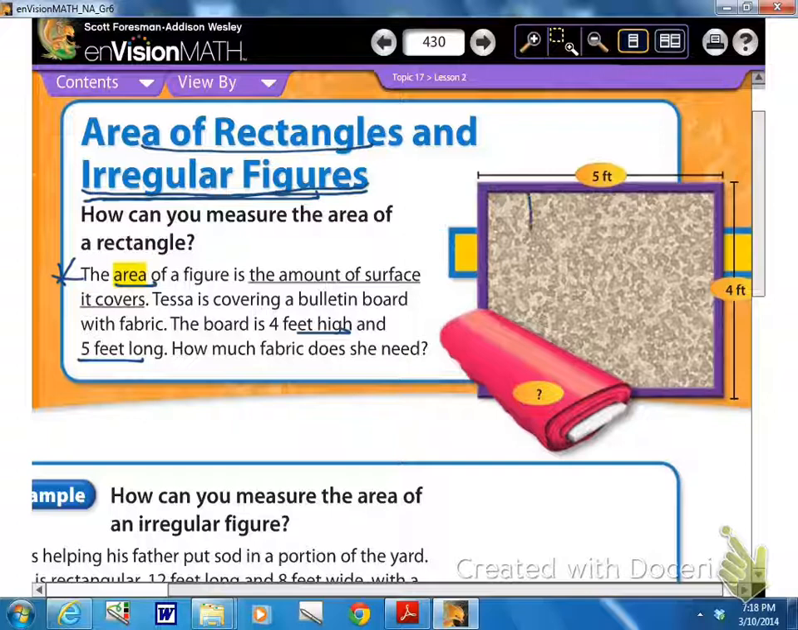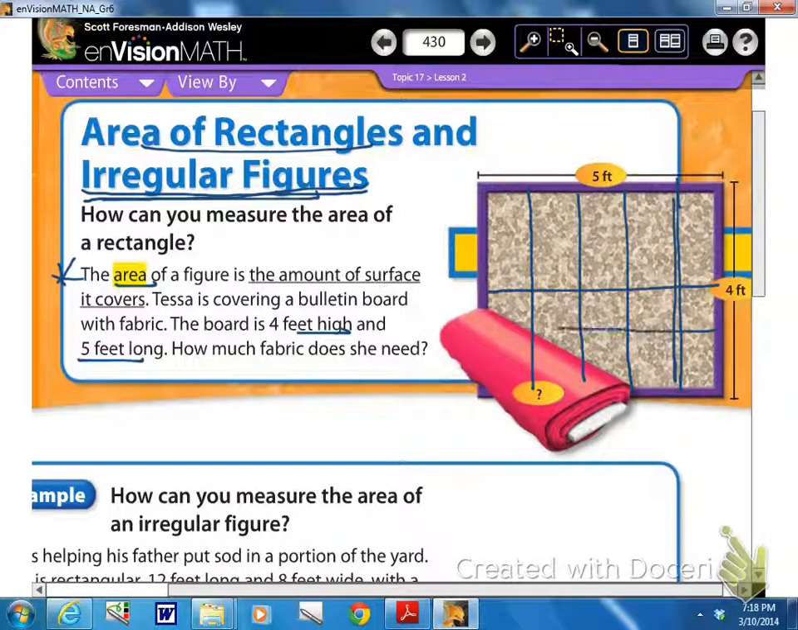So it's like you're almost cutting this into 5 pieces in length, and 4 feet wide. It would be a lot neater than this, but you're saying, well, how many of these 1 foot by 1 foot squares do I need to cover this? All right, let's look at the next page.